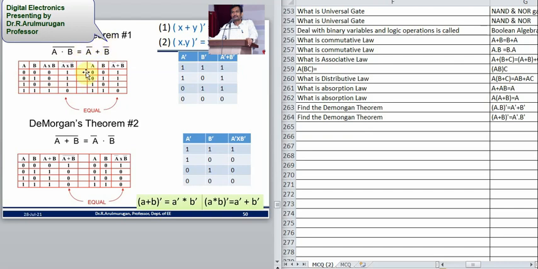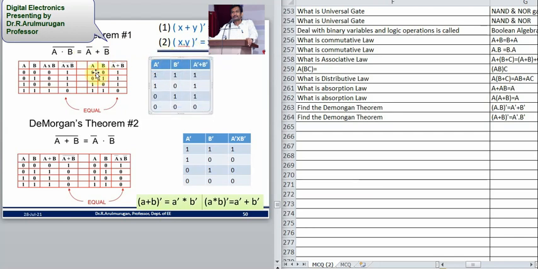Right hand side, what is the right hand side? A B, with the same combination 0 0, 0 1, 1 0, 1 1. I need to find out A bar plus B bar. First you write A bar. So what is A bar? 0 is replaced by 1: 1 1 0 0. Similarly you can find B bar: 1 0 1 0.